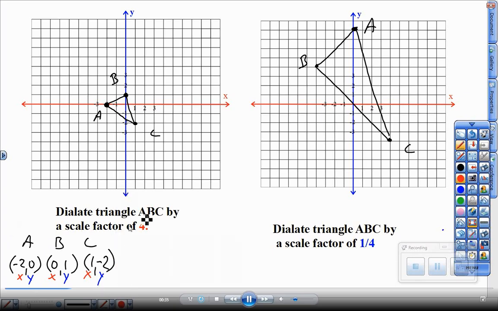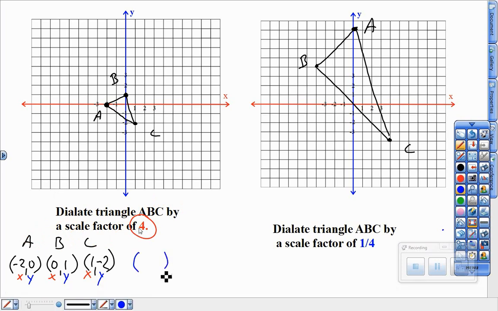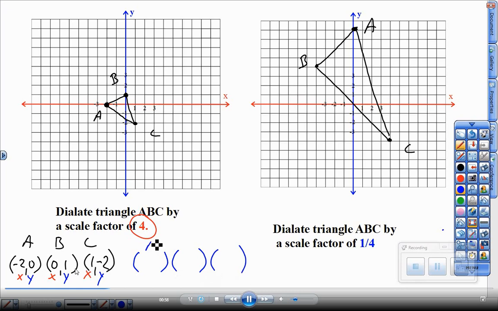If I give you a scale factor, that's the number I'm timesing every single one of these coordinates by. So 4 times -2, 4 times 0, 4 times 0, 4 times 1, 4 times 1, 4 times -2. Every single coordinate is being multiplied by that scale factor. So when I times them all the way through by 4, A prime will become -8, 0. -2 times 4 is -8. 4 times 0 is 0. This becomes 0, 4. And this becomes 4, -8.